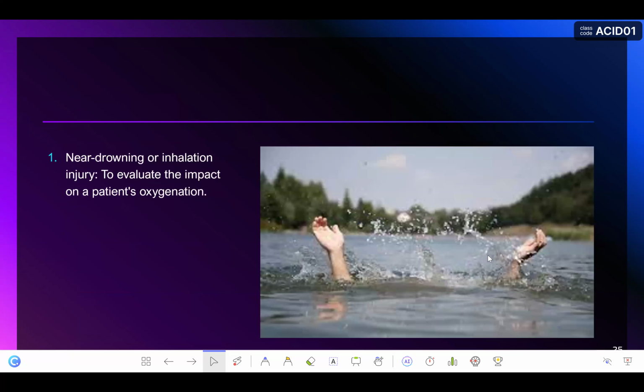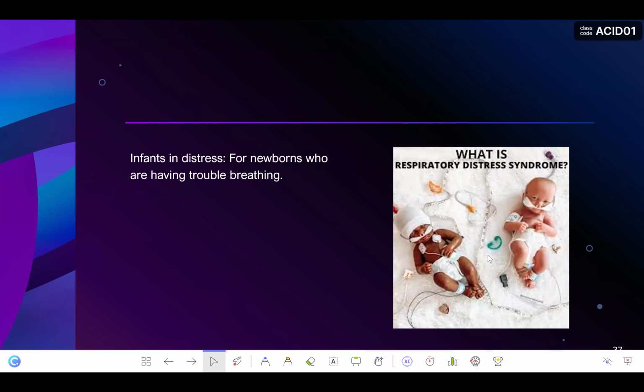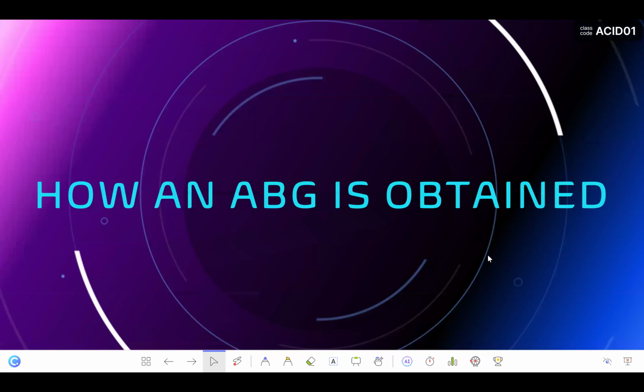In patients who have had a near drowning or inhalation injury, it helps us to evaluate the impact on the patient's oxygenation. Patients who have had trauma, including head or neck injuries that affect breathing, can necessitate an ABG, as can patients who have had chest trauma or burns. For newborns who are having trouble breathing, we will usually gather an ABG to see what's happening with that. So how is an ABG obtained?